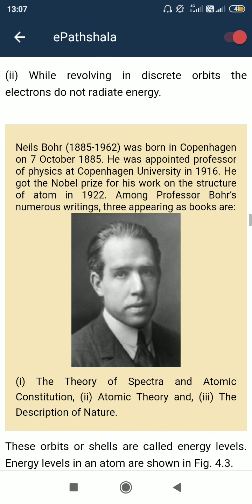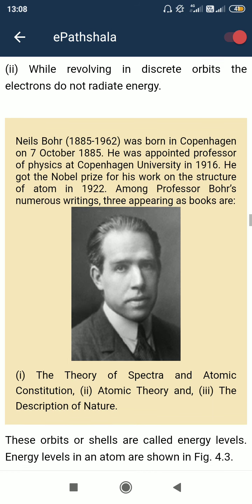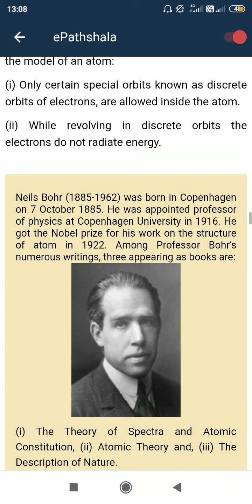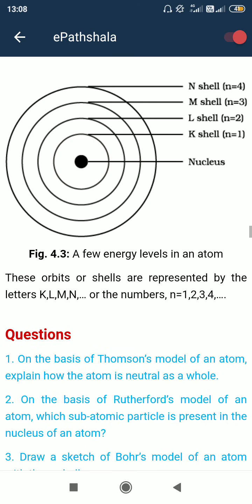The next principle is, while revolving in discrete orbits, the electrons do not radiate any energy. This is very important, because if electrons were releasing some form of energy, then they would have less energy over a specific time duration. It could become a zero energy element, and then it could not move anymore. So that's why this principle is very important.